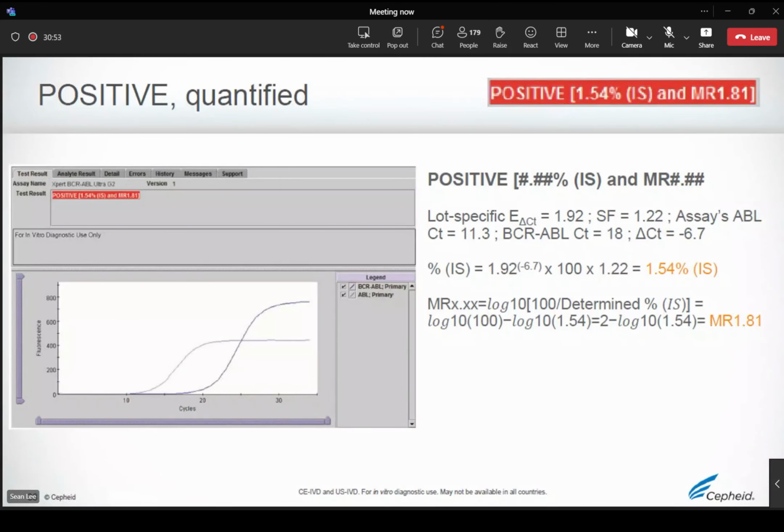So this is the sample result. If the result is positive, you will get a positive result with the IS value and the MR value. If you want to do the manual calculation yourself, you can get the lot-specific scaling factor from the COA. The COA is inside the box. You just need to get the values over there, then do the calculations by yourself. That is how you get the IS and MR value using the formula.